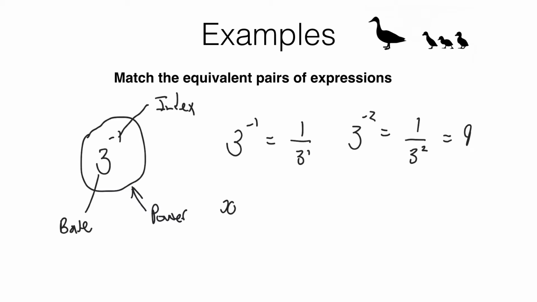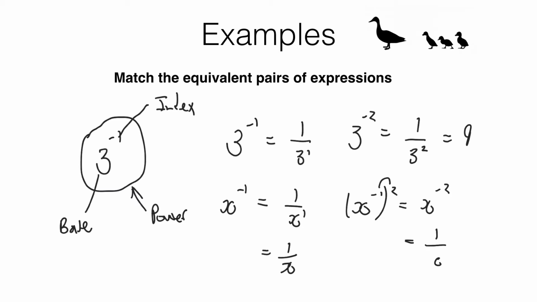So for example, x to the power minus 1 can be written as 1 over x to the 1, which is 1 over x. And following from that, x to the power minus 1 to the power 2, well, we know that that's multiplying out those two powers. That gives us x to the power minus 2, and that can be written as 1 over x to the power of 2.